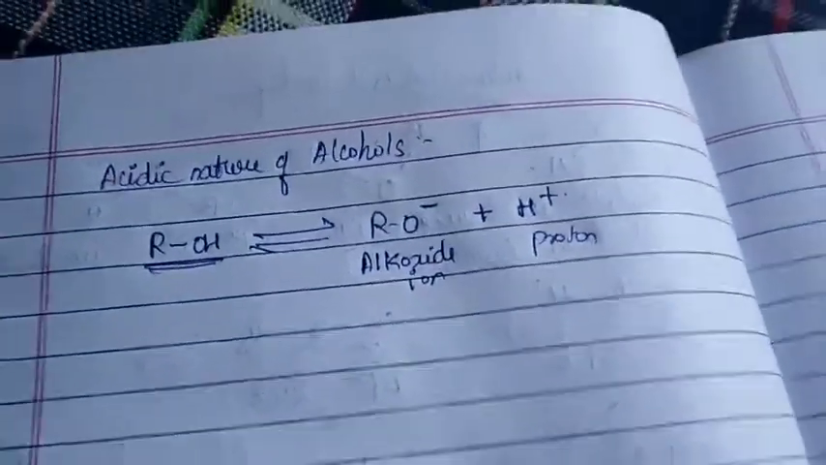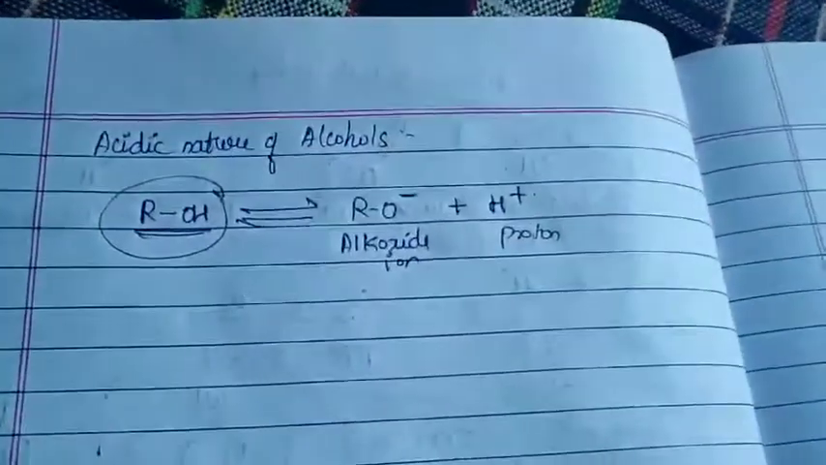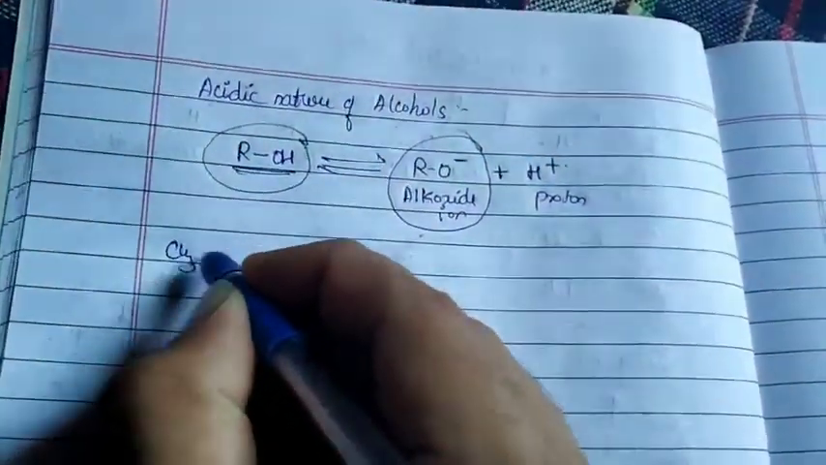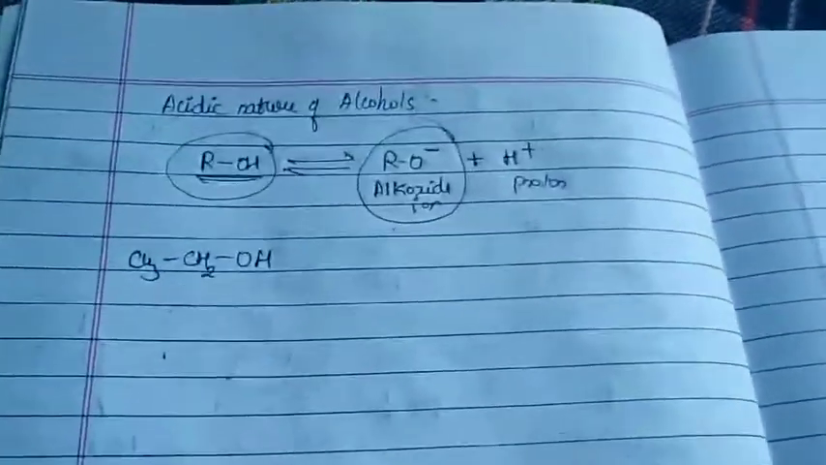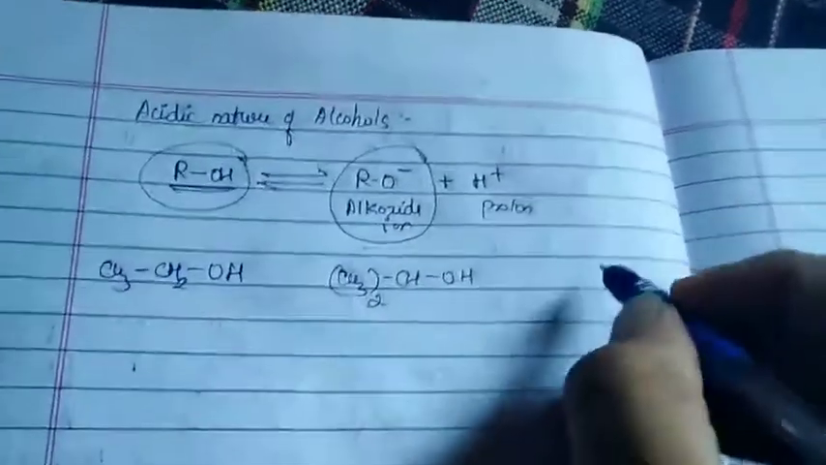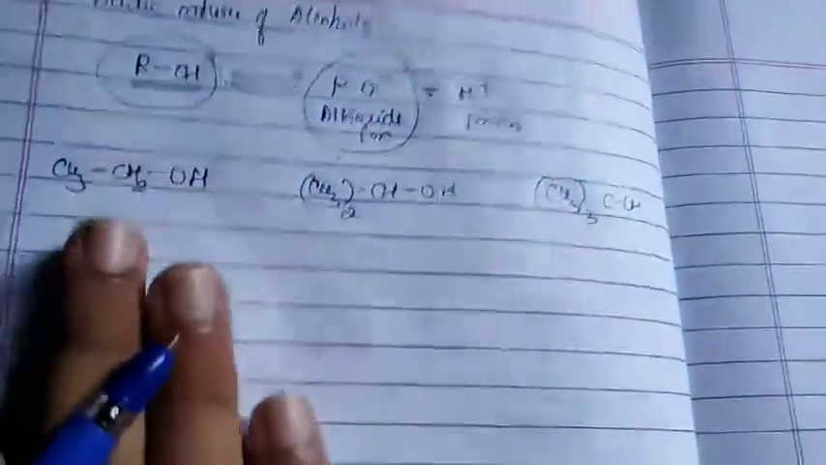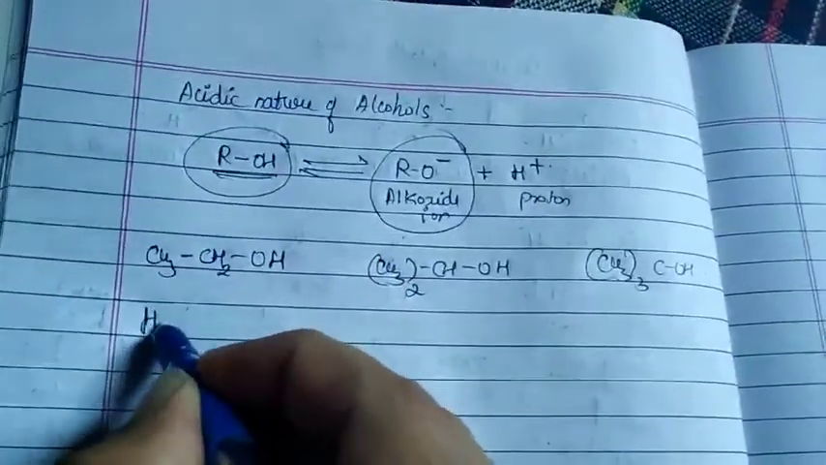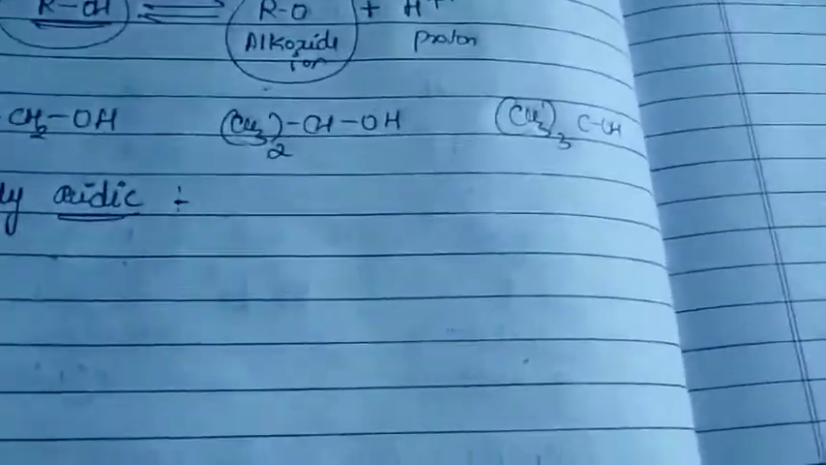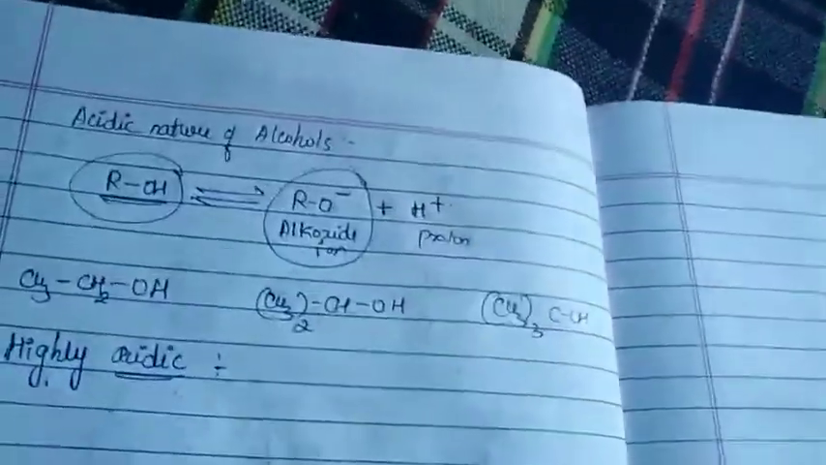Why is it so? The major important thing here is a comparison. Since whenever an alcohol acts as an acid, what it gives is an alkoxide ion. So I will give you CH3CH2OH as one alcohol, CH3 twice CHOH as another, and one more, CH3 thrice COH. Now my question to you is, among the three alcohols, which is highly acidic? What will be your answer? Recall, the concept is easy. It mainly depends upon this alkoxide ion, or in simple words, the stability of this alkoxide ion.